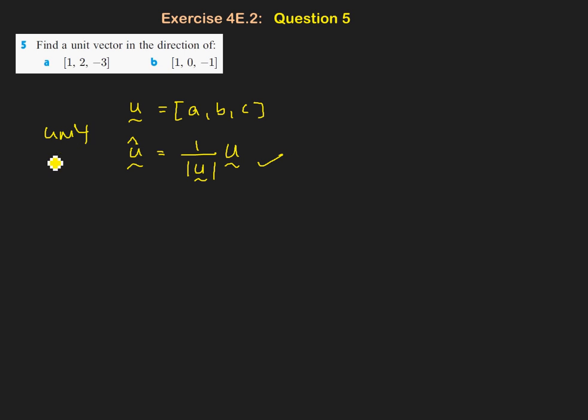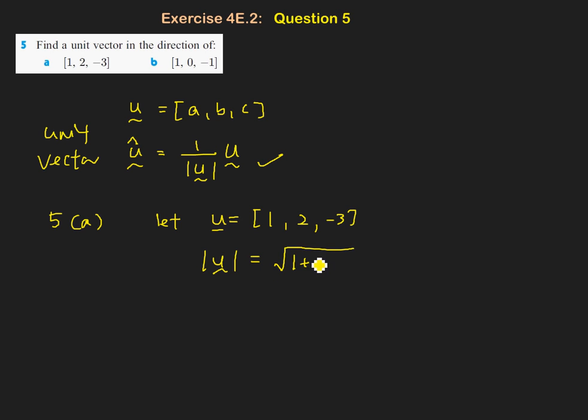I'm going to show how we can find this. So suppose I let u be this vector. It's always easy to represent a vector by a symbol like this, because that way you can always refer to it easily. Anyway, the magnitude of u is the square root of 1 plus 2 squared, which is 4, and negative 3 squared, which is 9, and you end up with the square root of 14.